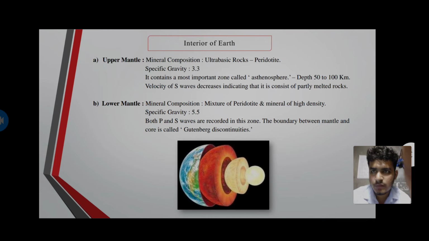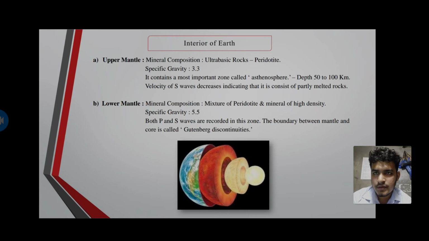The next point is the upper mantle and lower mantle. The upper mantle's mineral composition has ultrabasic rocks such as peridotite. Specific gravity is 3.3. It contains the most important zone called the asthenosphere. The depth is 50 to 100 km. The velocity of S waves decreases, indicating that it consists of partly melted rocks.